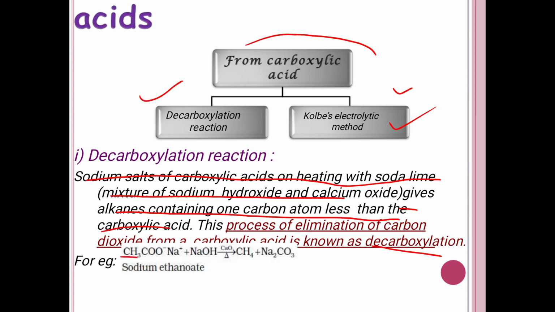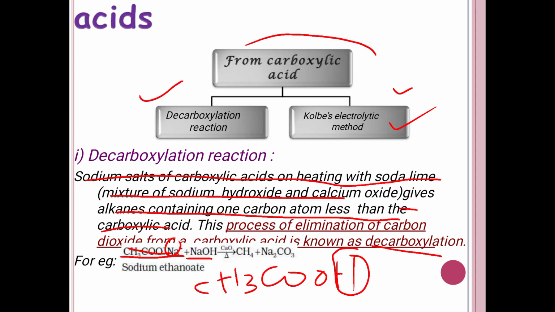For example, it is the sodium salt of carboxylic acid. We know carboxylic acid has the functional group CH3COOH. In here, H is replaced by another metal, for example sodium, that is sodium salt, which is reacted with sodium hydroxide in the presence of calcium oxide to get the alkane having fewer carbon atoms.